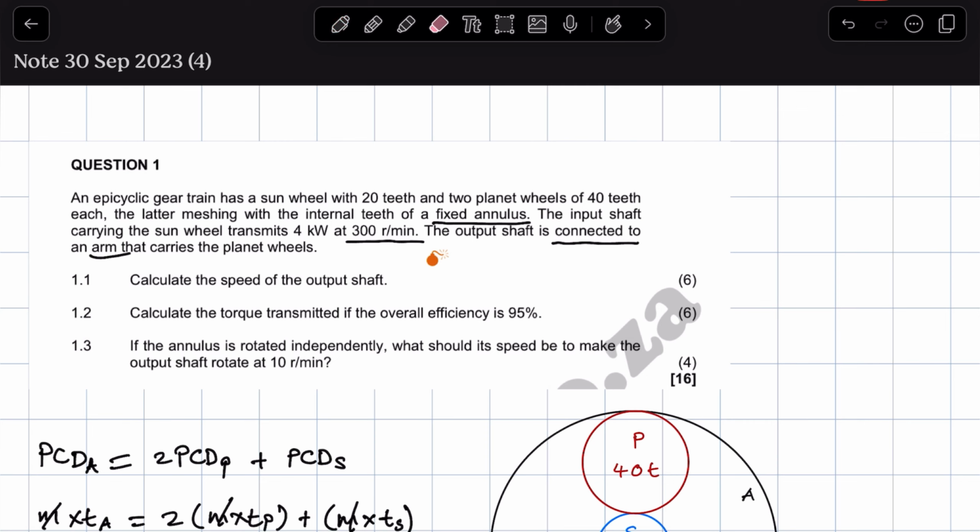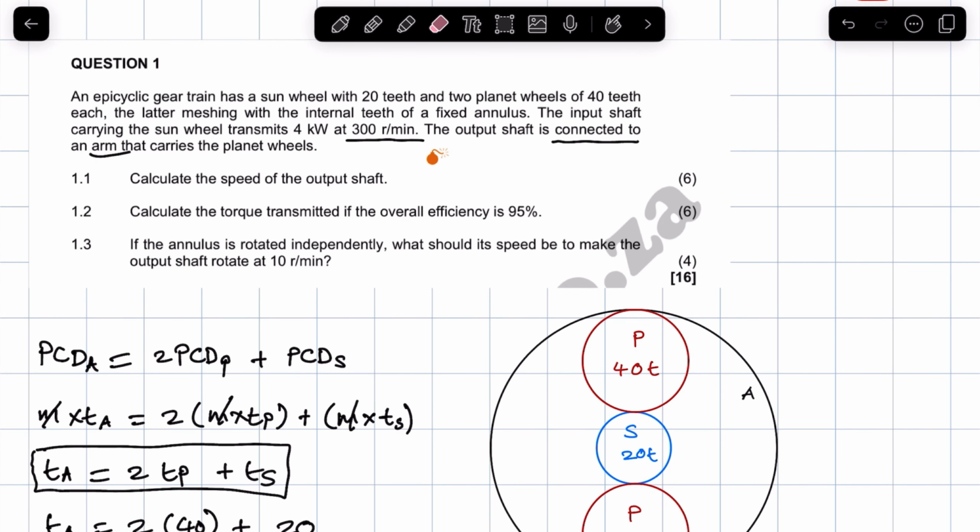So remember, initially we were told that the annulus is fixed, and now they're saying it is rotating, right? So we are now going to ignore the first assumption, which was that the annulus is fixed. They said the annulus is now rotating and the output shaft is now rotating at 10 reps per minute, clockwise, but the input shaft is still rotating at 200 reps per minute.